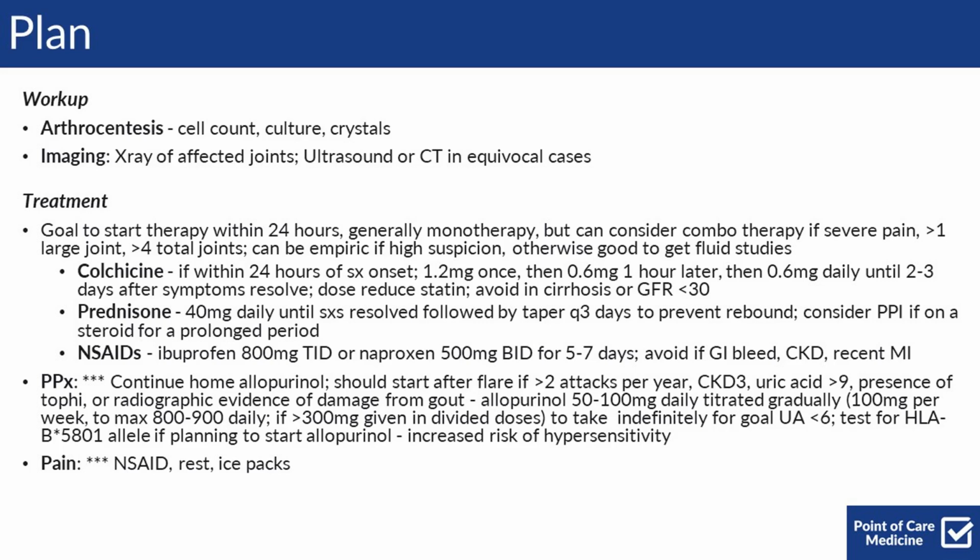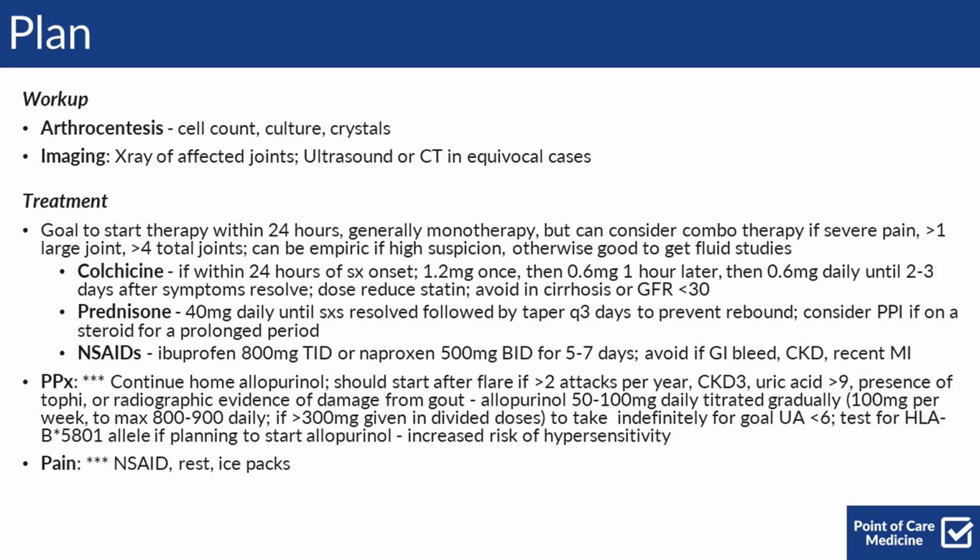Options for treatment include colchicine if it's within 24 hours of symptom onset. You'll start with 1.2 milligrams once, then 0.6 milligrams 1 hour later, then 0.6 milligrams daily until 2 to 3 days after symptoms resolve. You'll need to dose reduce a statin, and you should avoid it in cirrhosis or if the GFR is less than 30. You can also give NSAIDs instead.